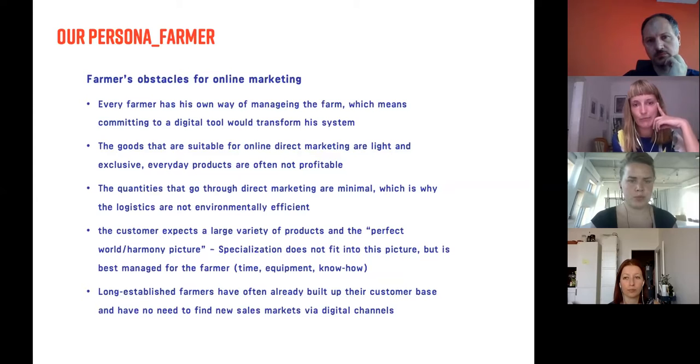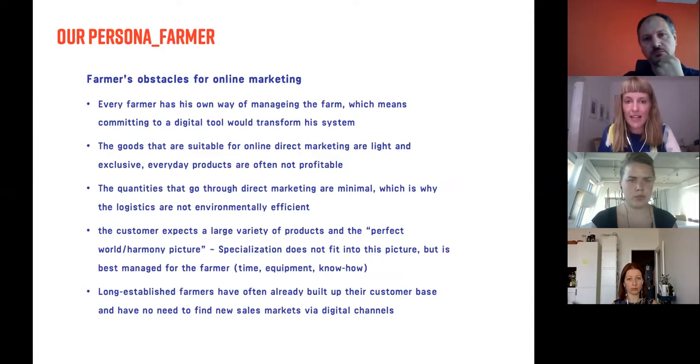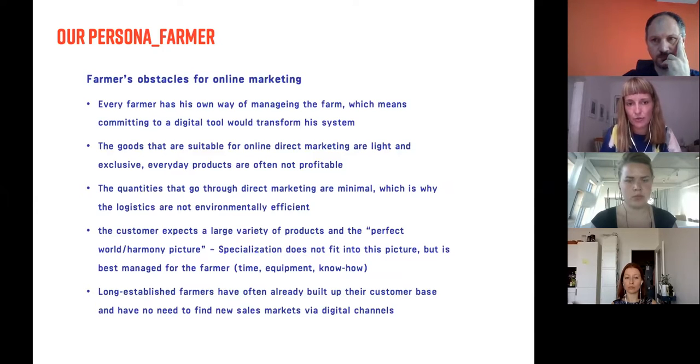And then another point is that not all the products of farmers are suitable for direct marketing or digital marketing. As I already mentioned, the potato is really cheap and really heavy. So this is nothing that you want to ship somewhere or sell digitally because it's not profitable. We heard that special salads or flowers are often really profitable for a farmer to ship and make digitally available.